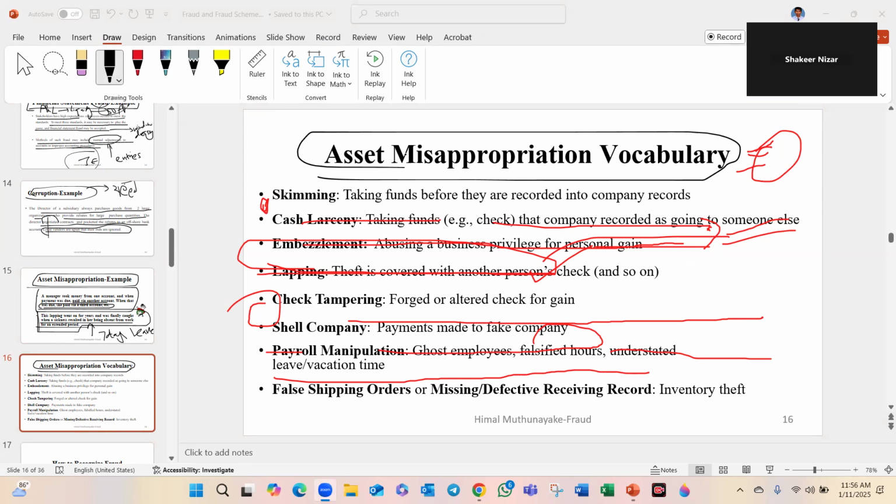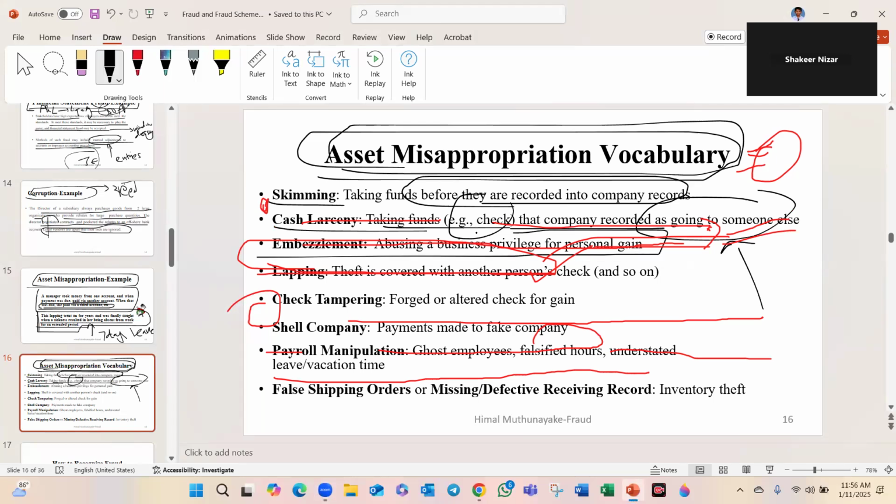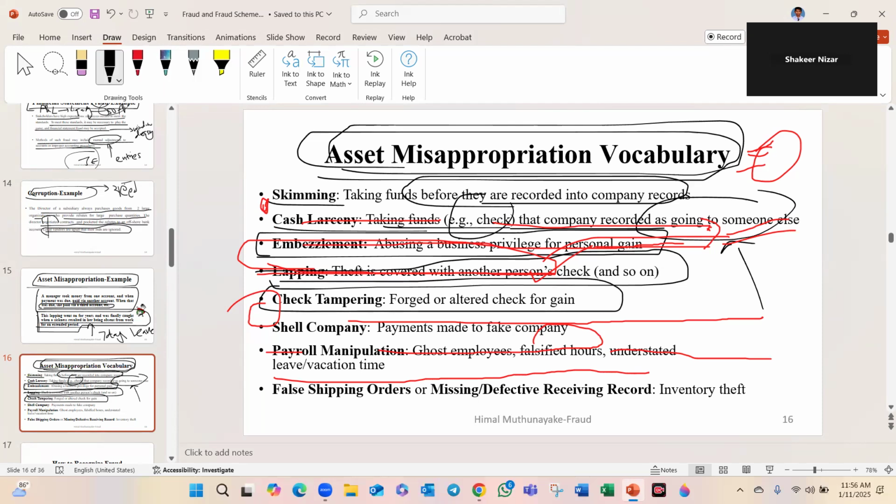Asset misappropriation vocabulary. Skimming means taking funds before they are recorded in the company records. Cash larceny means taking funds that have been recorded, such as cheques going to someone else. Embezzlement is abusing a business privilege for personal gain. Lapping is when theft is covered with another person's cheque. Check tampering is a forged or altered cheque for gain.